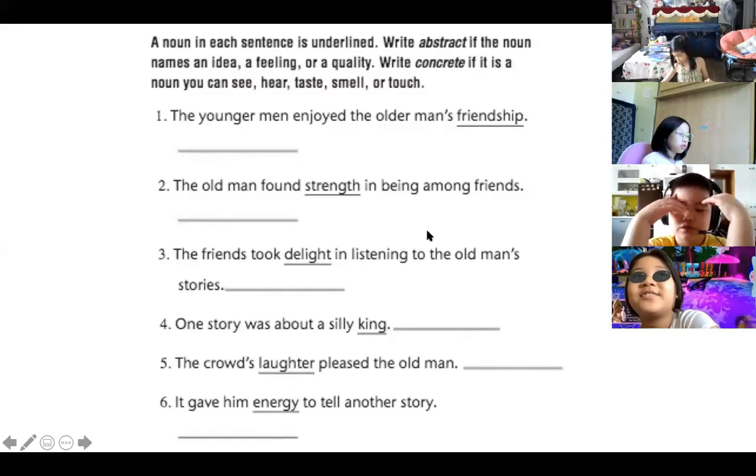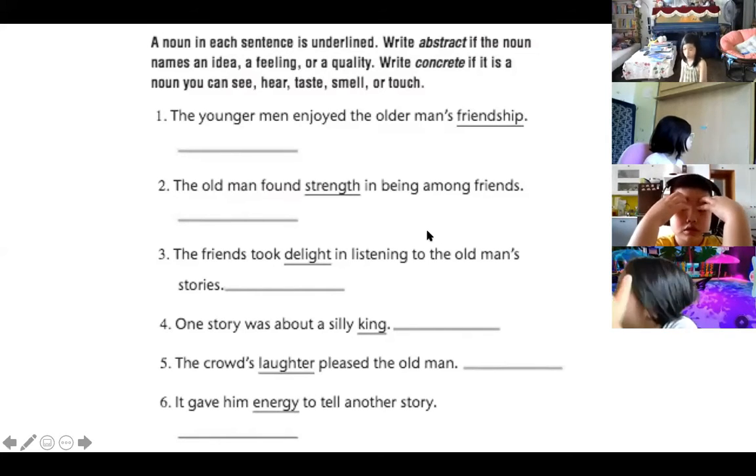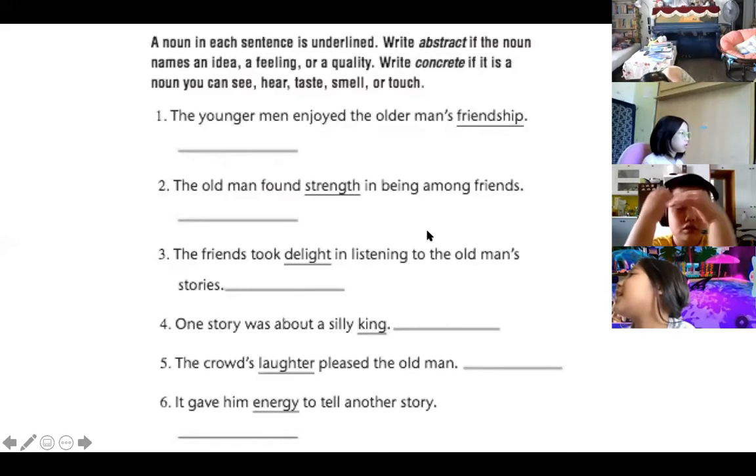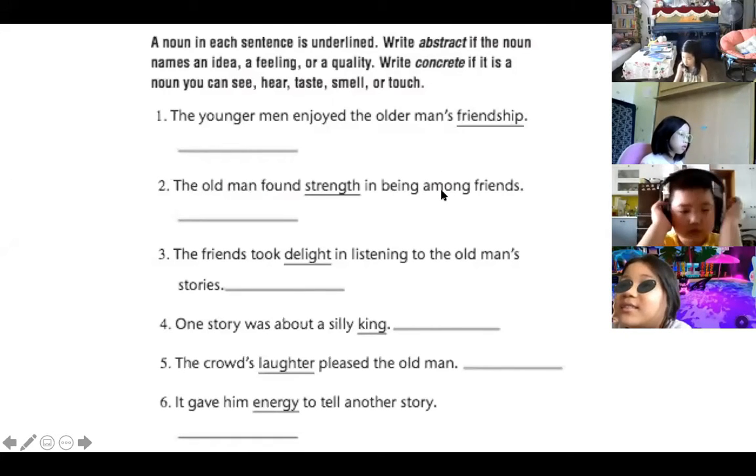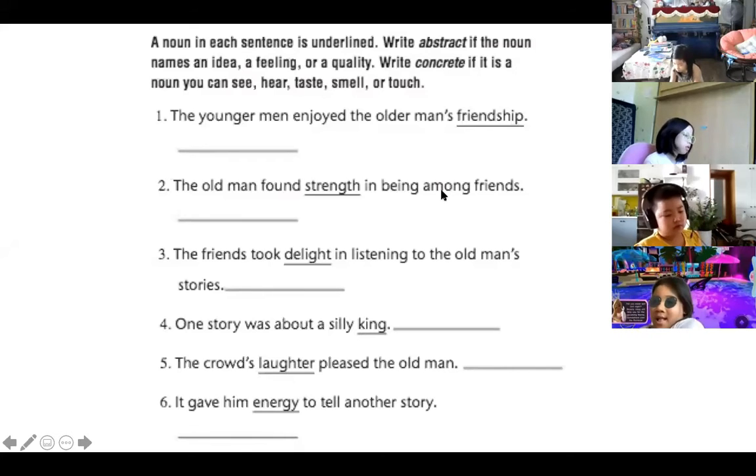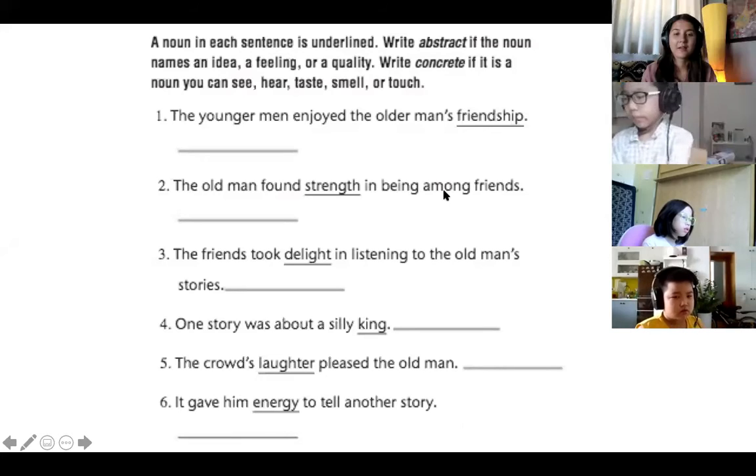Very good. So you think about your 5 senses and you ask yourself the question, can I see it? Can I hear it? Can I touch it? Can I taste it? Can I smell it? You have to ask yourself these questions. If the answer is mainly no, then it's probably an abstract noun. An abstract noun tells us of an idea or of a feeling within our bodies or a quality that someone has. Let's have a look at these questions.